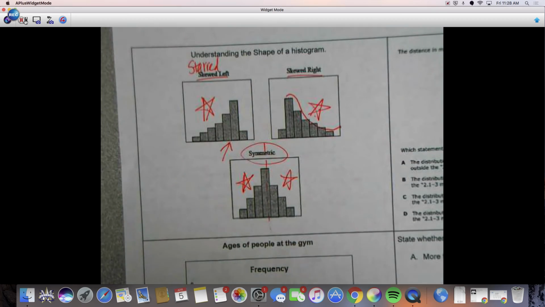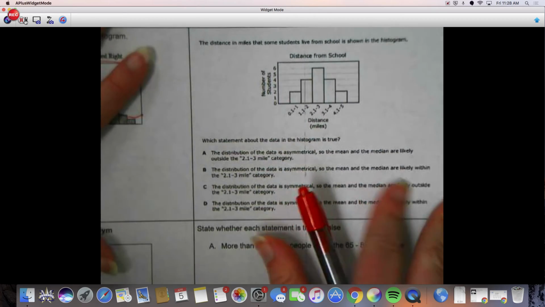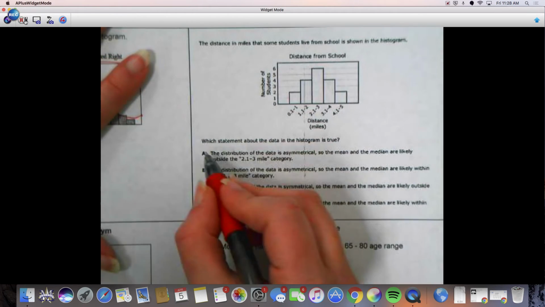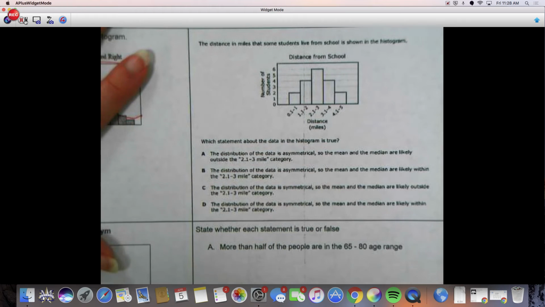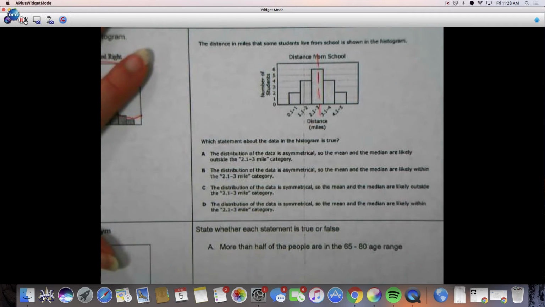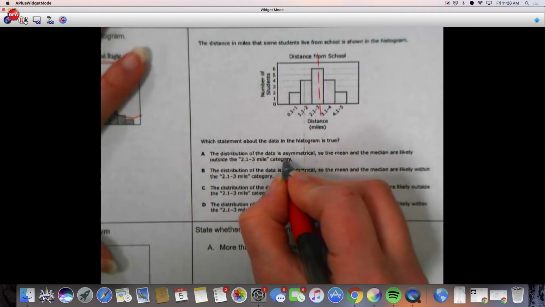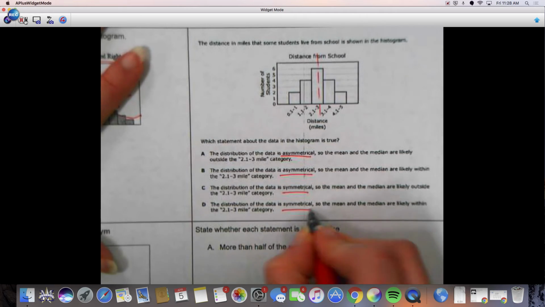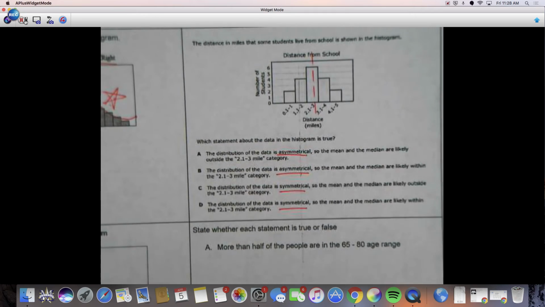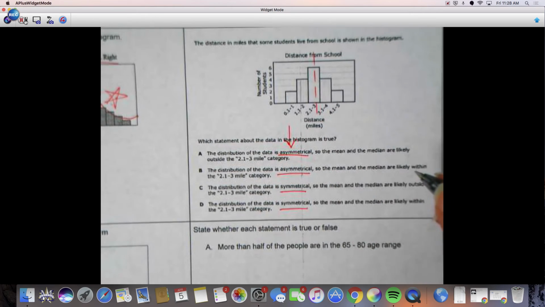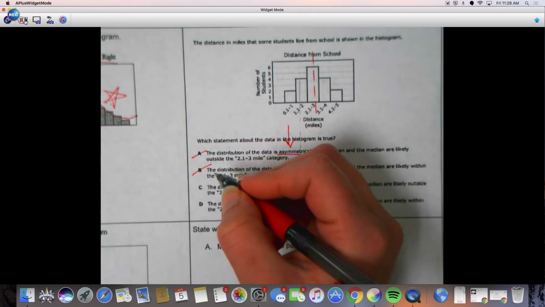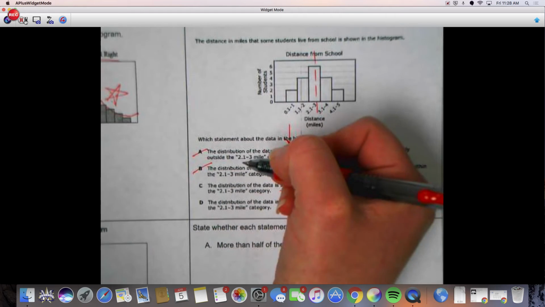It's symmetrical. So if we look at this first question, it says, the distance in miles that some students live from school to school is shown in the histogram. Which statement about the data in the histogram is true? What do you notice about this one? It's symmetrical. So looking at my answer choices, just by glancing at the beginning of all of them, I can narrow out two of them. If this is symmetrical, then it's definitely not asymmetrical, which would be the opposite, not symmetric. So I can cross out A, I can cross out B, and I'm left with C, and I'm left with D.